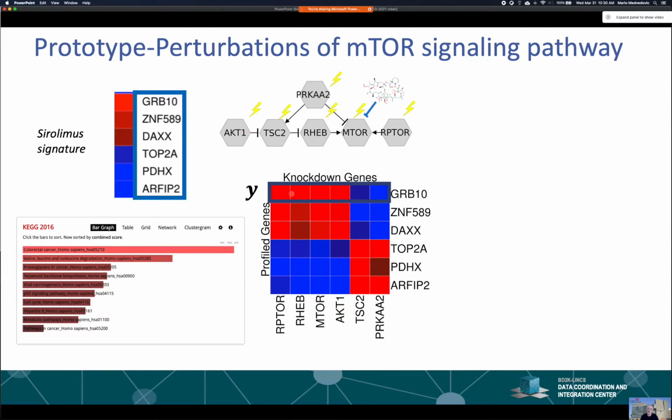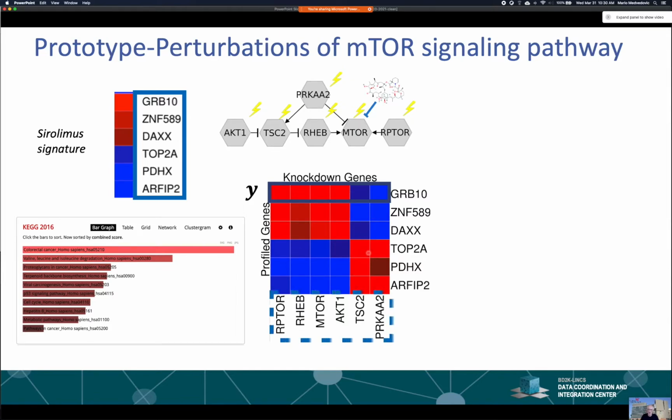Now we correlate our knockdown signatures with our sirolimus signature, and collect the knockdown signatures that are unusually highly correlated with the sirolimus signature. And if we now look at the knockdown signatures of these proteins, or genes, in this pathway, you see that they are really highly correlated with our sirolimus signature.